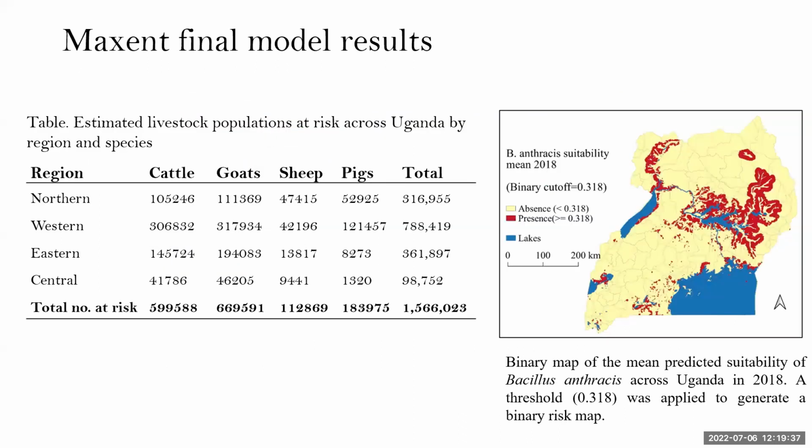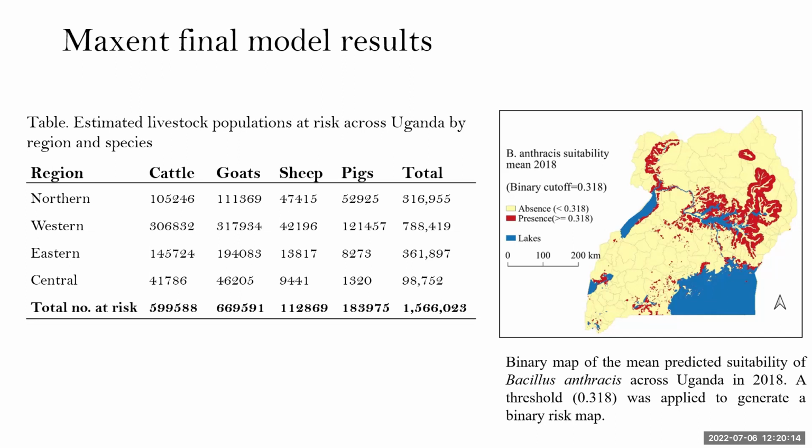Then I estimated livestock populations at risk by overlaying the maps of livestock numbers with a binary map of anthrax suitability using a threshold that maximizes sensitivity and specificity. So across Uganda, the results showed that anthrax risk areas contain about 1.5 million livestock at risk. And these include about 600,000 cattle, 670,000 goats, just about 112,000 sheep, and over 180,000 pigs. So that concluded the Maxent study.